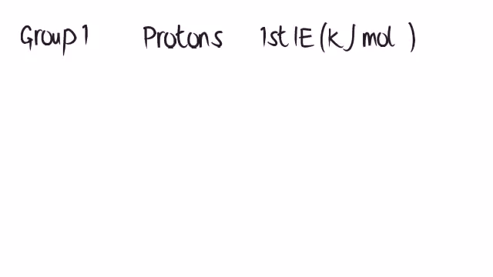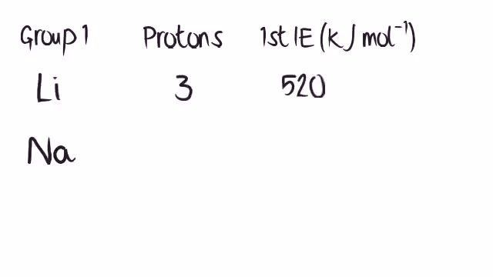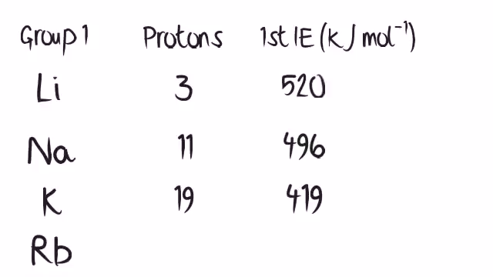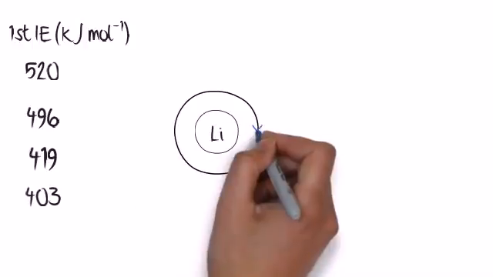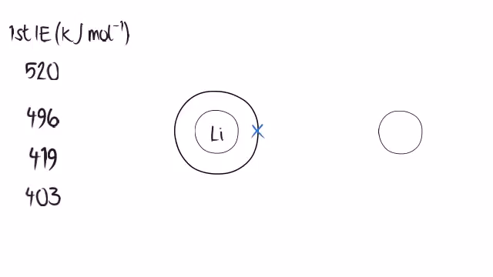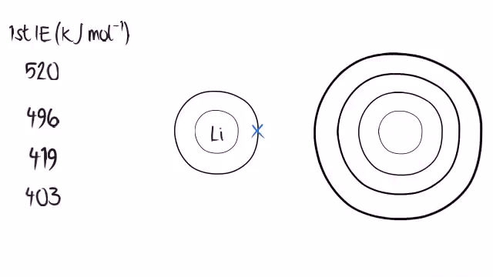Let's look at the trends in the first ionisation energies of group 1. As we go down group 1, the first ionisation energy is decreasing, as although the nuclear charge is increasing, the distance of the outermost electron from the nucleus is increasing. Plus, there is more electron shielding as you go down the group, as there are more shells, so the outer electron is easier to lose.